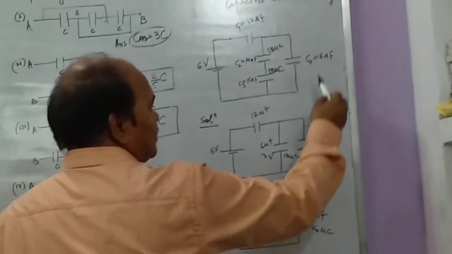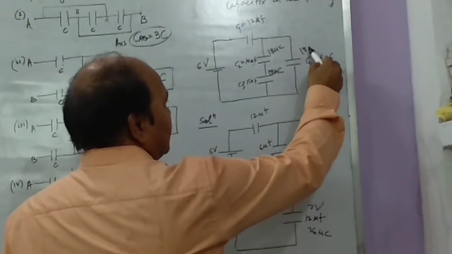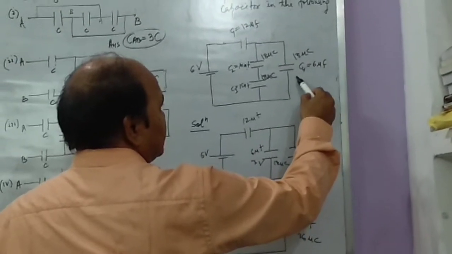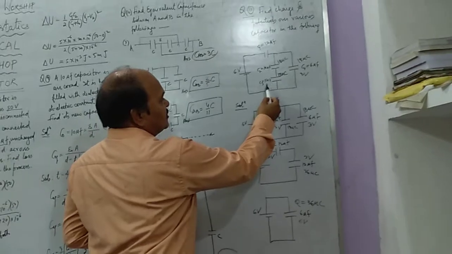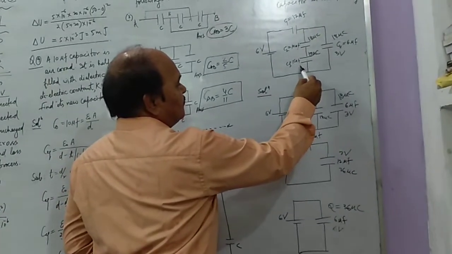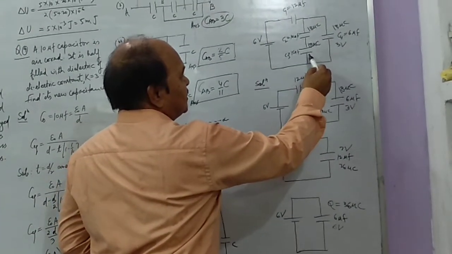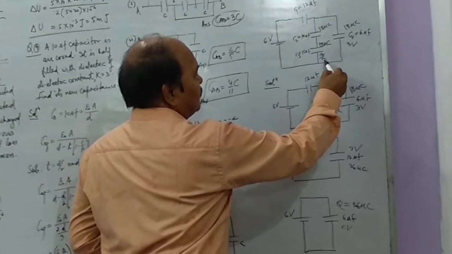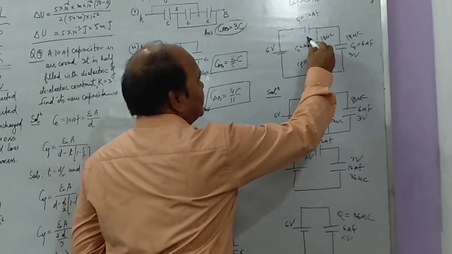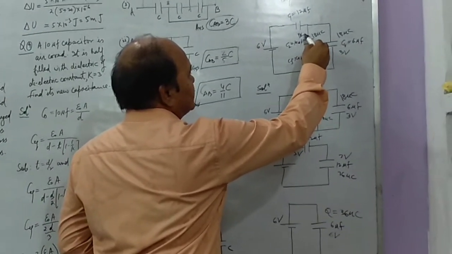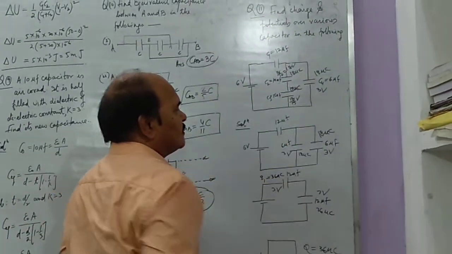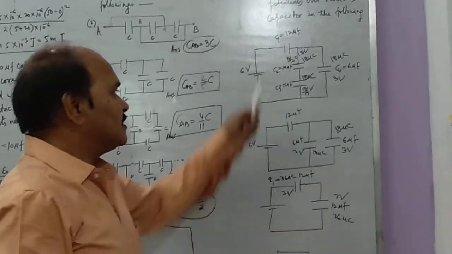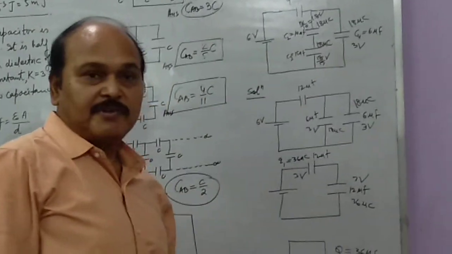We have already found out the charge over here, that is 18 microcoulomb, and we have found out the potential as 3 volt. So 18 microcoulomb is the charge. What is the potential here? Potential V is going to be Q upon C. That is 18 upon 10 volt is the potential here. That is 1.8 volt. So we are able to find out charge as well as potential over every capacitor.